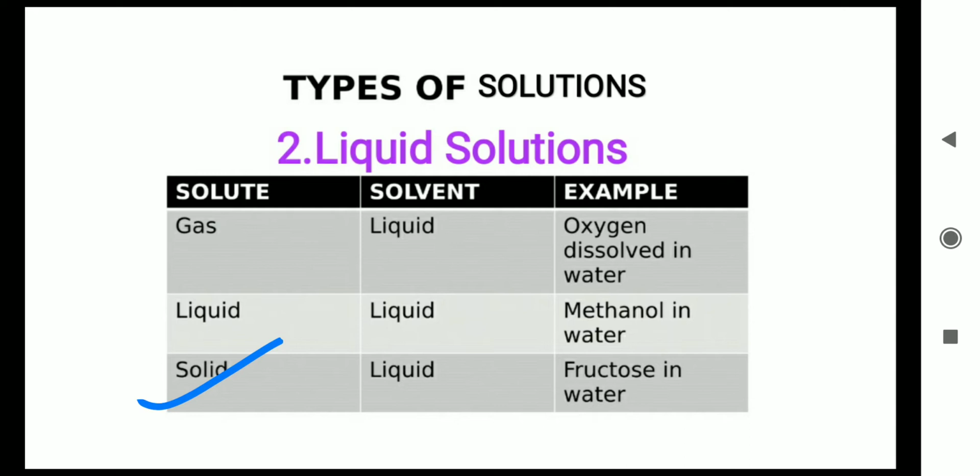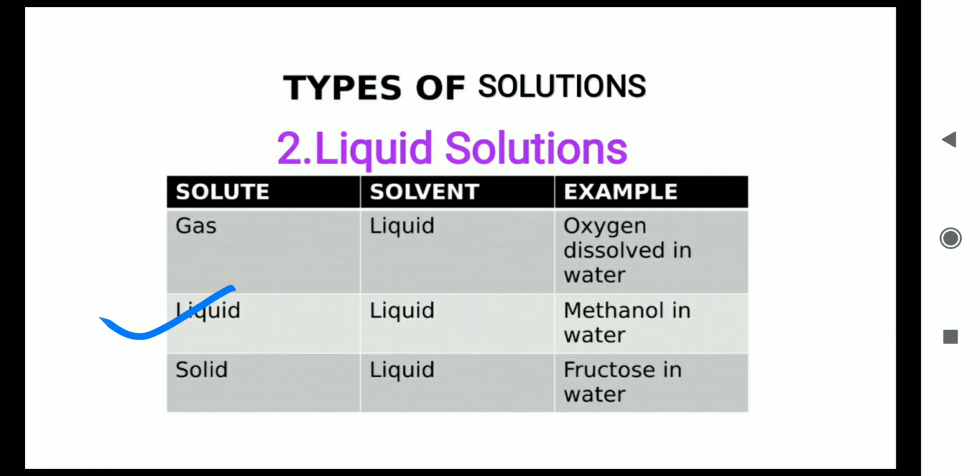Example of gas in liquid is oxygen dissolved in water. Oxygen is a gas and water is a liquid. Now, you must have seen the aquatic life. They live because of this dissolved oxygen. They respire this dissolved oxygen, right?